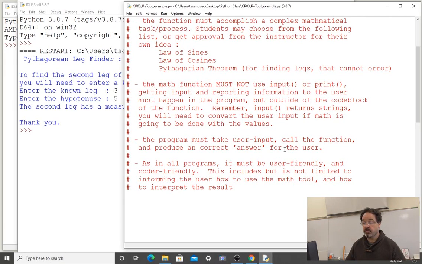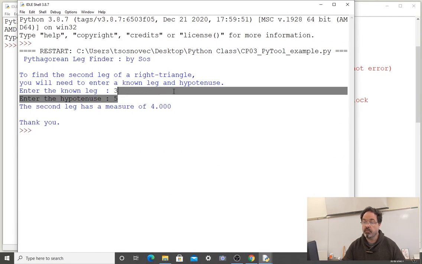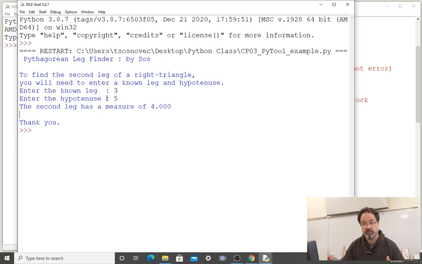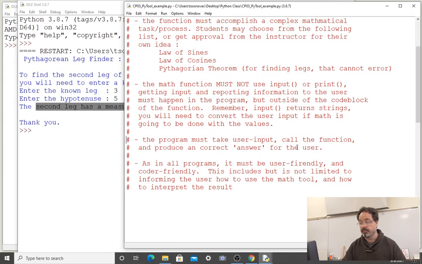The program must take user input, call the function, and produce a correct answer for the user. As in all programs, it must be user-friendly and coder-friendly. This includes, but is not limited to, informing the user how to use the math tool and how to interpret the result, which can be as simple as the words that were the prompts, the words in the prompts, and then the words that showed the user what the calculation meant in the context of the program.